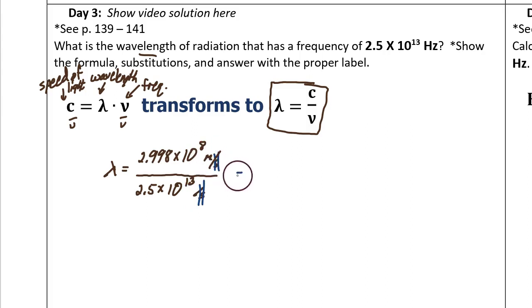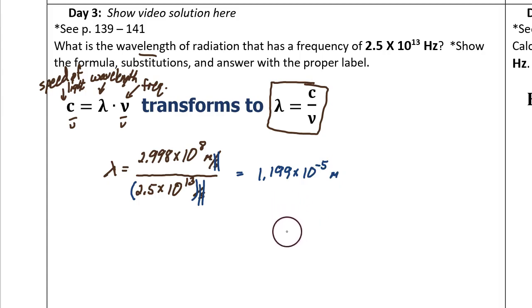for meters. The other thing you need to know is that on the TI calculators that we use in this class, whenever you divide by a number that's in scientific notation, you're going to need to put that number in parentheses when you type it in the calculator. Otherwise, it's not going to know that you want to divide by this entire number. It's going to think you just want to divide by 2.5, and then you want to times by 10 to the 13th. The result on the calculator is 1.199 times 10 to the negative 5th power. And the label was m, meters.